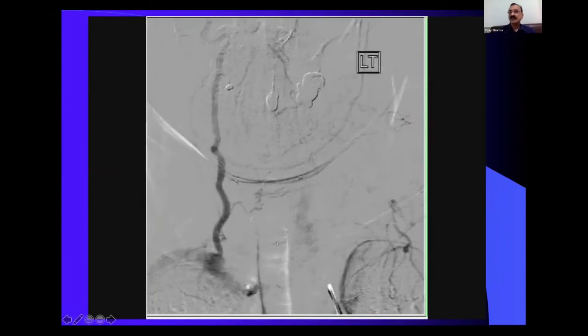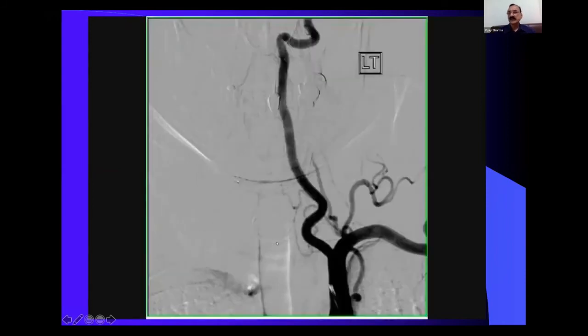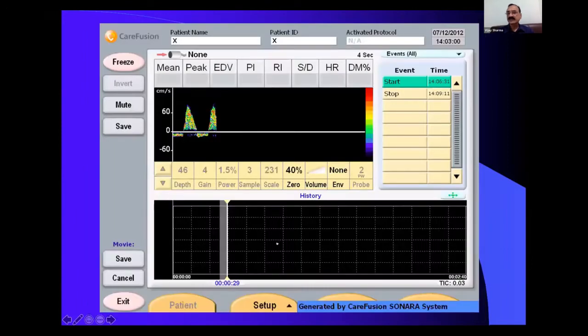But is it causing the symptoms? That's the whole question mark. So I can test it very easily. It takes only a few minutes to do the test. Just put the blood pressure cuff on the right arm, inflate to about 30 to 40 millimeters of mercury higher than the systolic blood pressure.